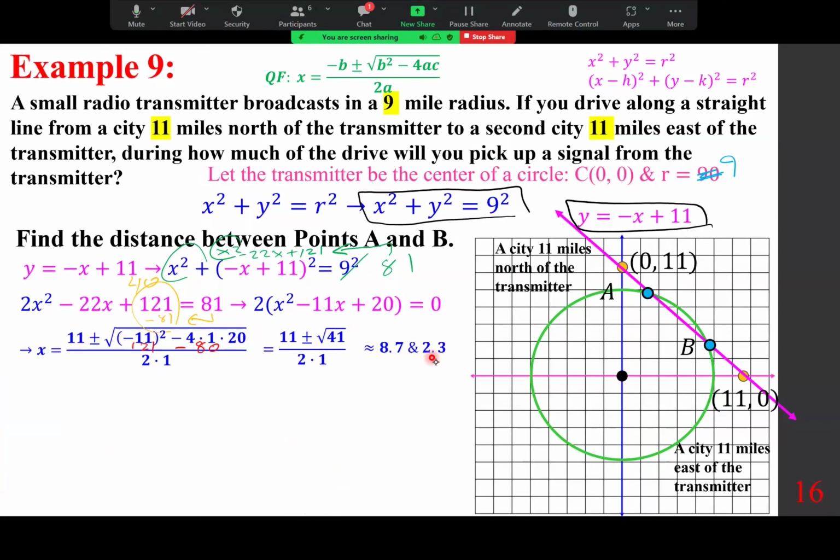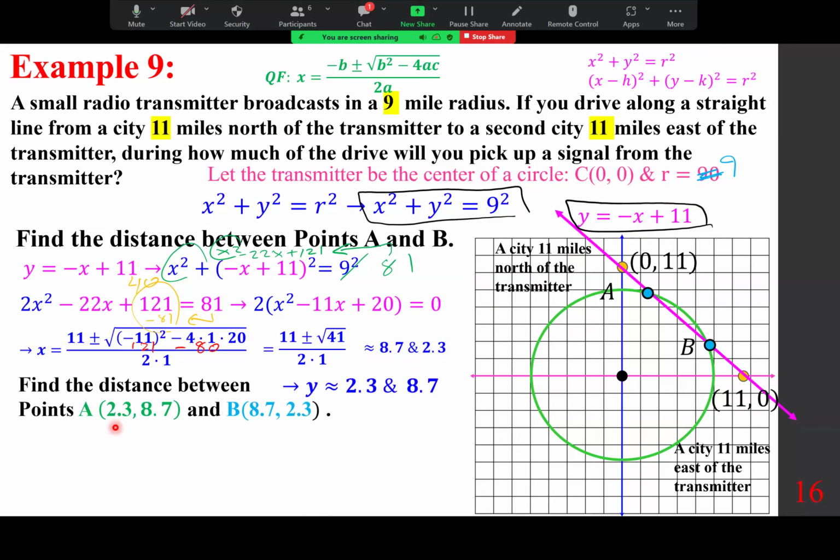Now you go back to this one. It's easier to go to this one. So those are two different x coordinates. When x is 8.7 and you put it here, you have to add it to 11 to give you y. When it's 2.3, minus 2.3 plus 11 gives you y, and it actually gives you 2.3 and 8.7. That means point A has coordinates 2.3 and 8.7, and B has coordinates 8.7 and 2.3. So I hope it's clear to everybody.